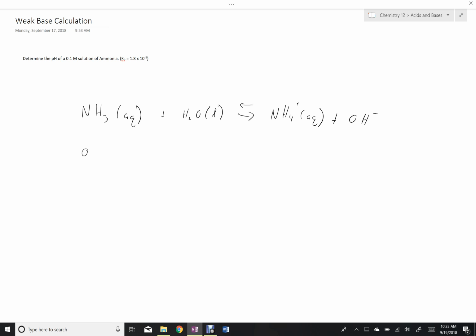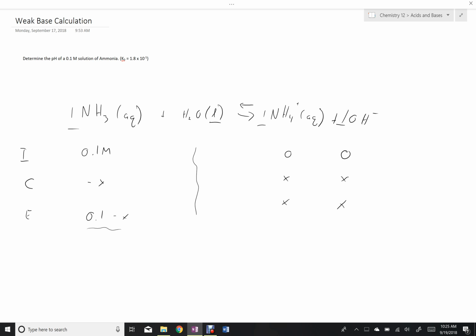Now we have 0.1 molar NH3, and this is in our initial condition. We're not going to include this column because it's a liquid, and we have zero concentration of both of these. So we're going to change to produce these two species and reduce this species, and they're all 1-to-1 ratios. And then at equilibrium, we'll have 0.1 minus x over here, x and x.